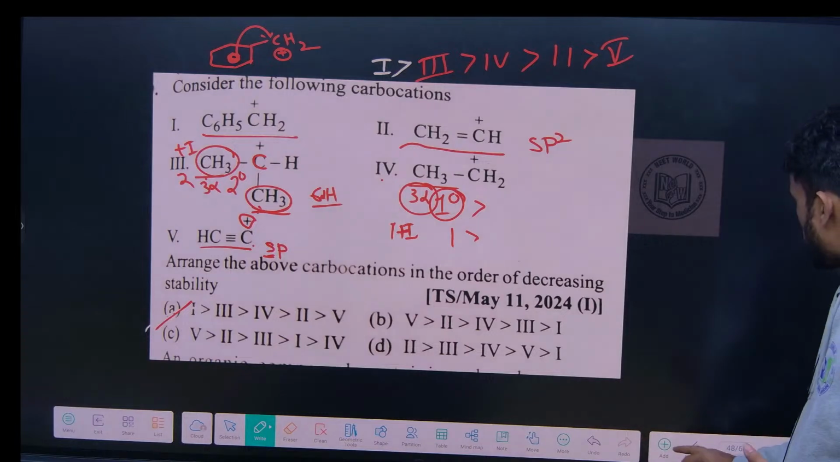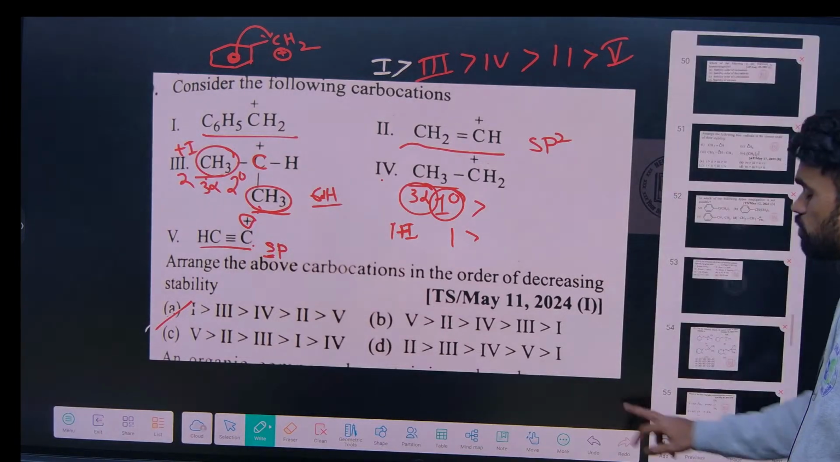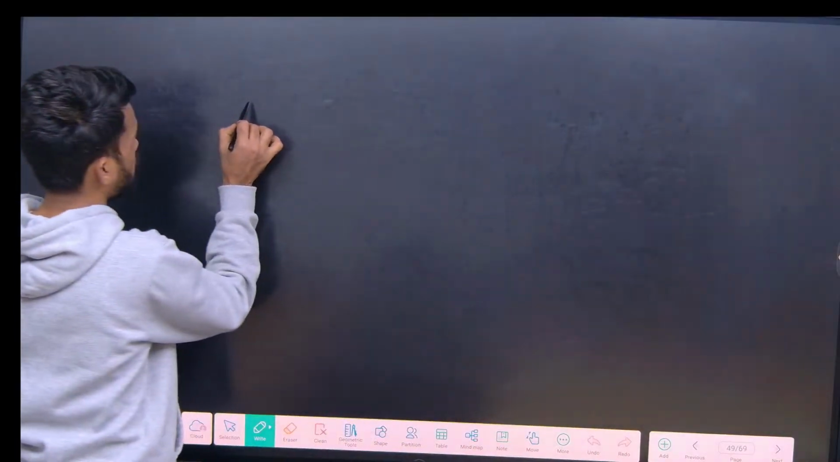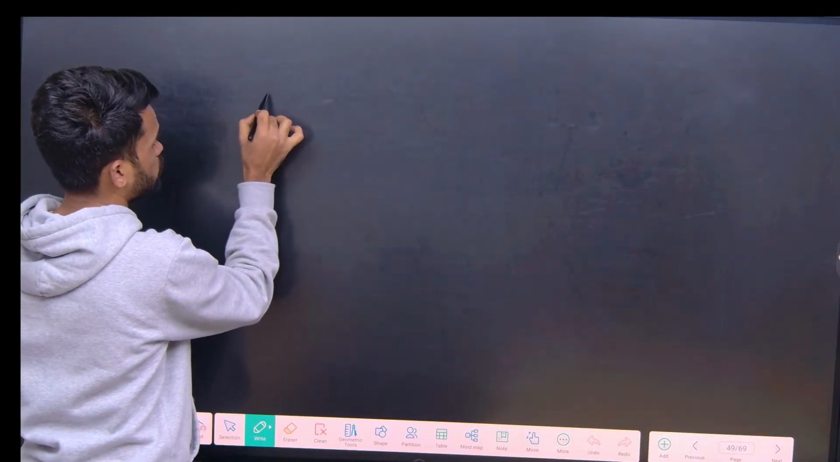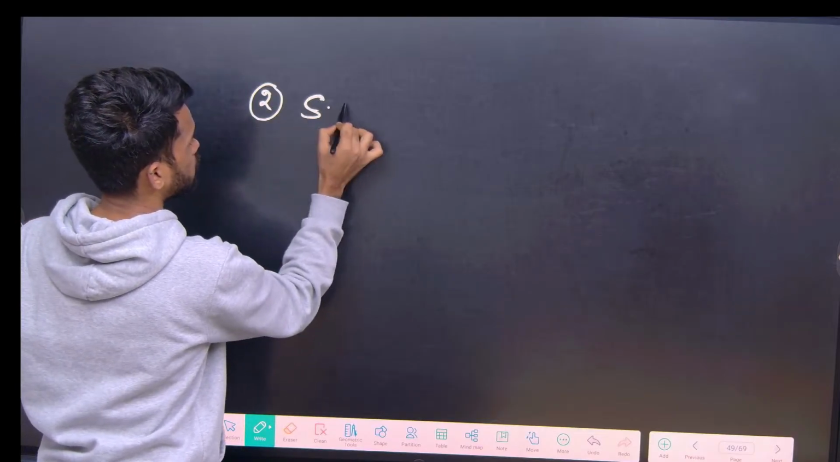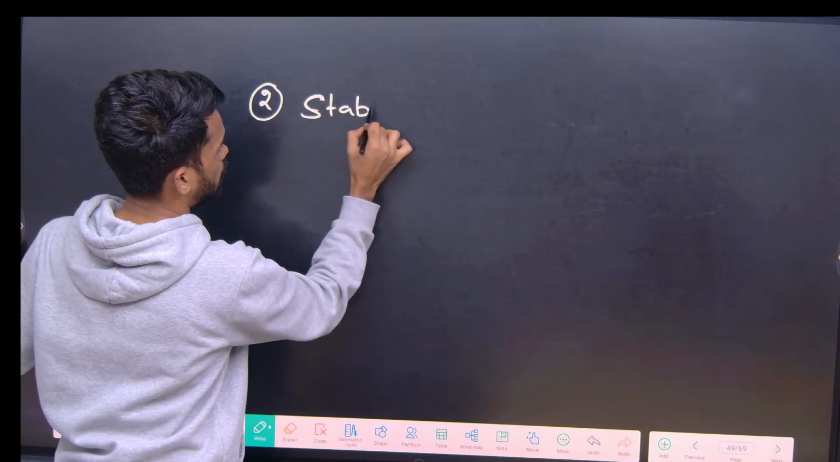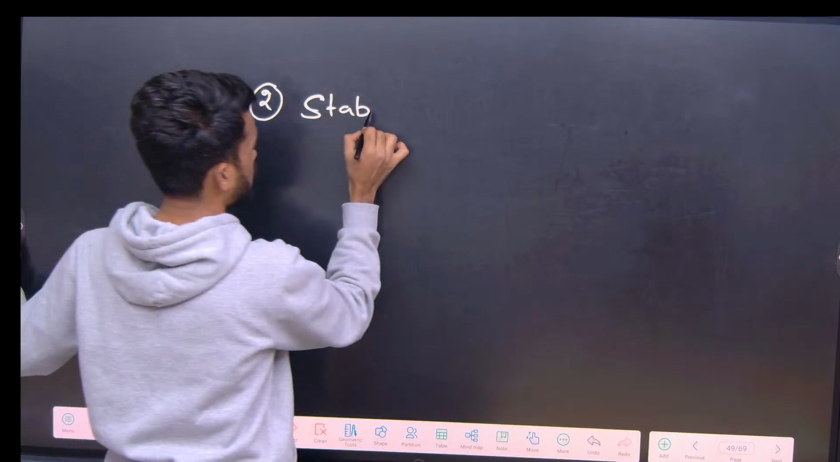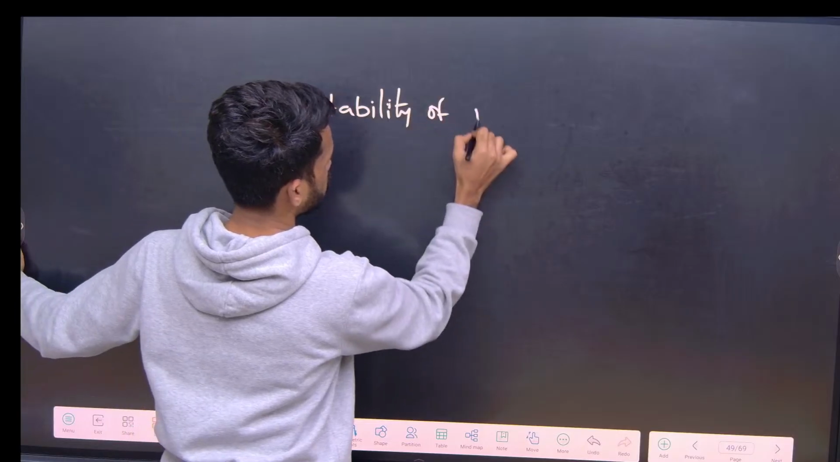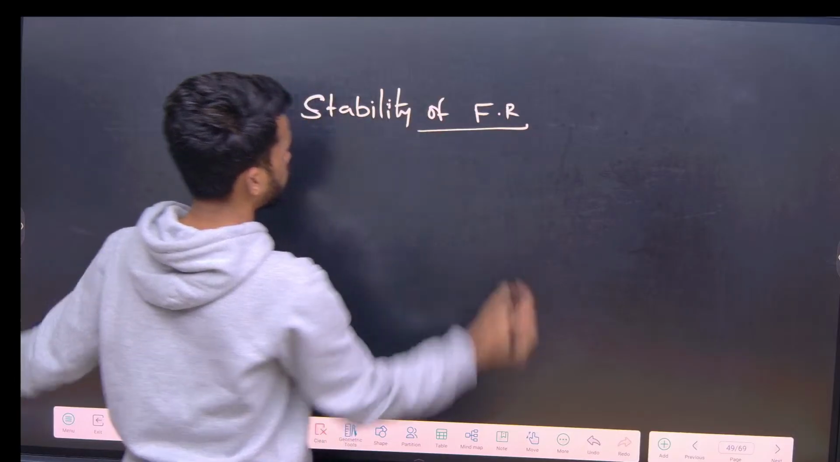So you have studied application of hyperconjugation. One application is over. Next one, application of hyperconjugation. First one is stability of carbocation. Next one is stability of carbon free radicals. Stability of free radicals. What is that? Stability of free radicals. Okay.